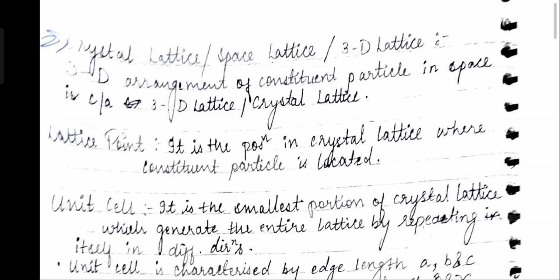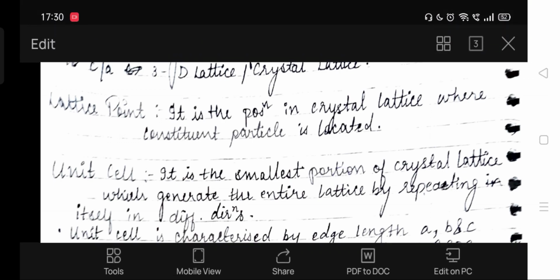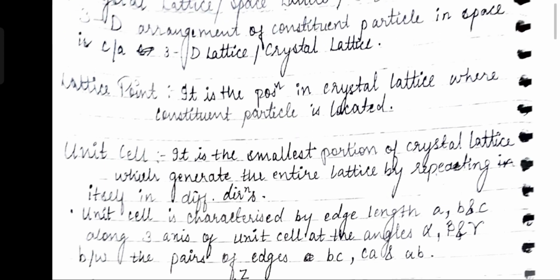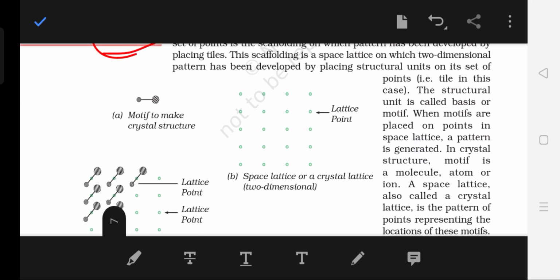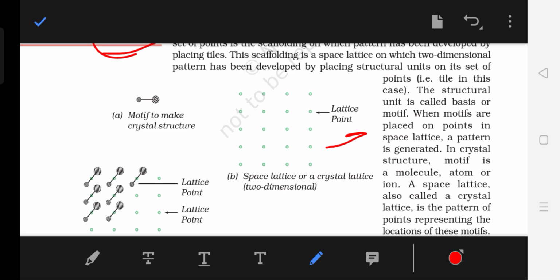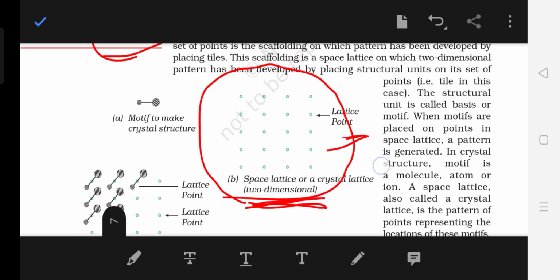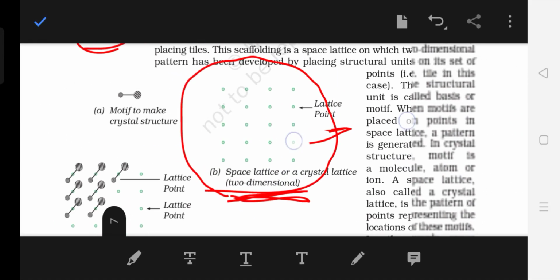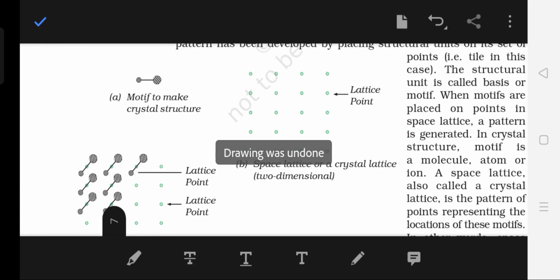Okay, first of all we will be looking at a lattice point. A lattice point is the position in a crystal lattice where the constituent particle is located. As we can see right here in NCERT, this is a lattice point. This is a crystal lattice, a two-dimensional one. Be sure there are three-dimensional ones as well. This point over here is a lattice point, and here this one, as you can see. Yep, that's pretty much it for this.